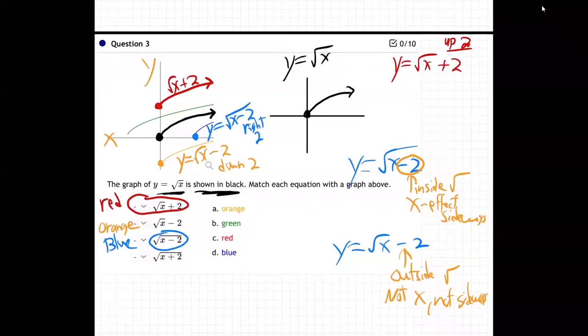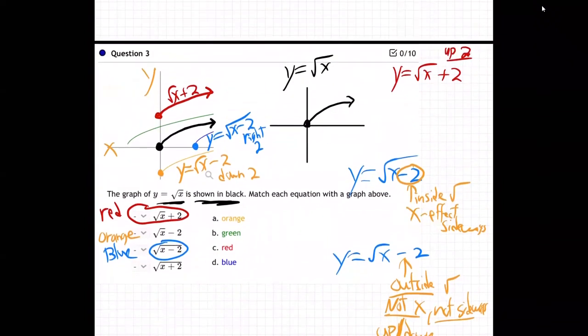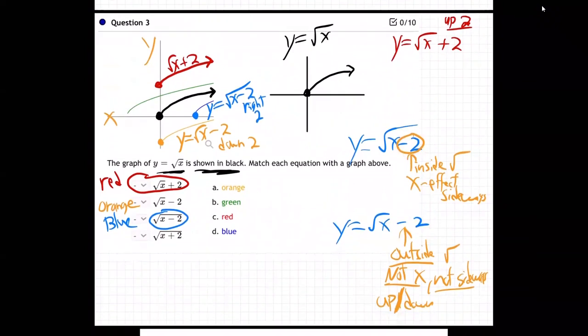So if something is inside X's world, if it's inside the square root, then it's an X effect. It's a sideways effect. Whereas if it's outside of X's world, it's not sideways, it's up and down. It's actually a Y effect if it's not in X's world. So everything that's in X's world is going to be sideways. Everything outside of X's world is going to be up and down. And not only that, everything in X's world is opposite.